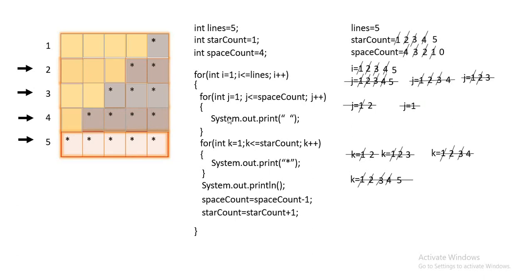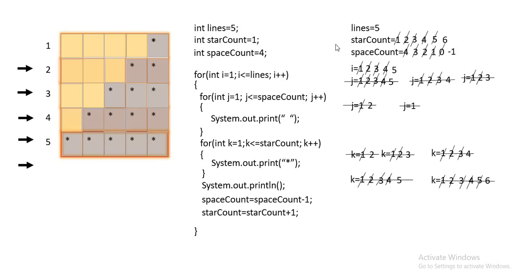Now come to this for loop. int k equal to 1. 1 less than equal to 5. Print the star. Similarly print all these stars until k becomes 6. Now end this for loop and print the new line. Then reinitialize the space count and star count variables. Space count becomes -1 and star count becomes 6.